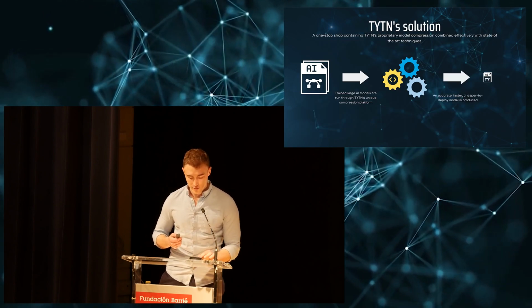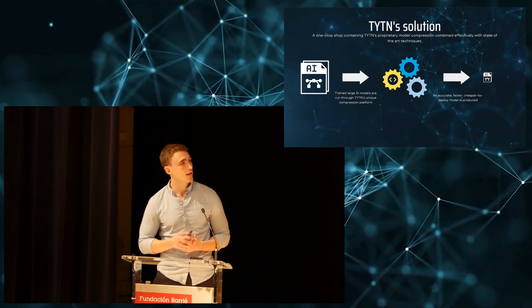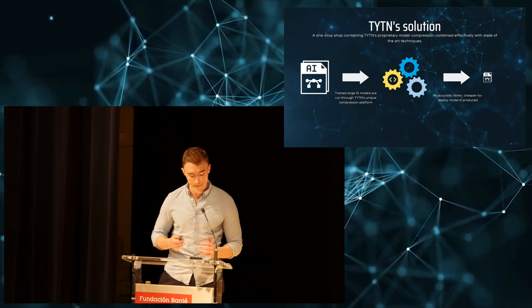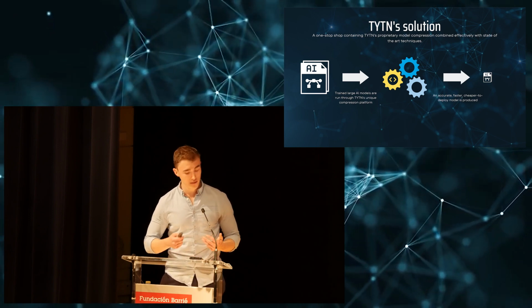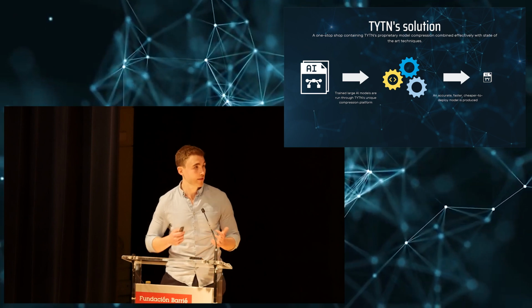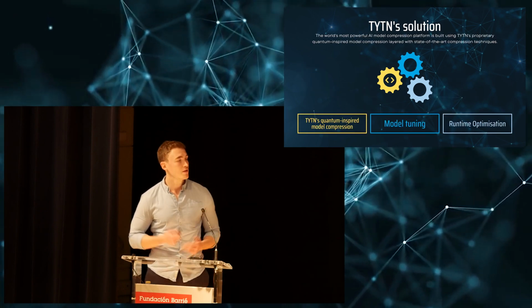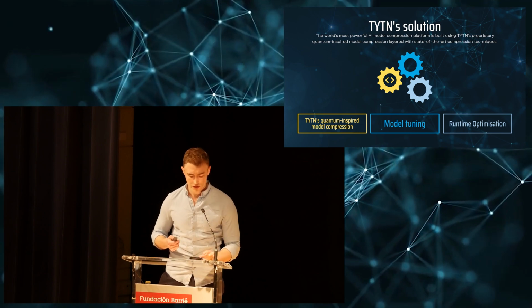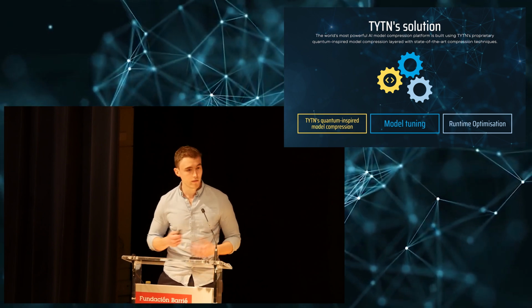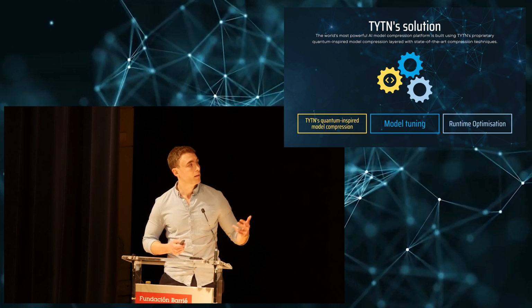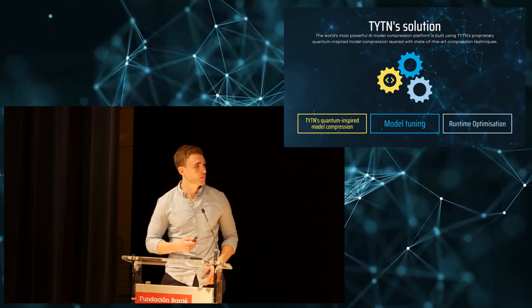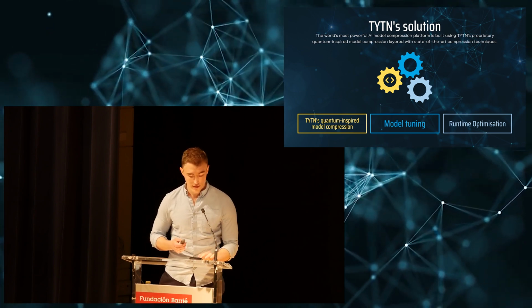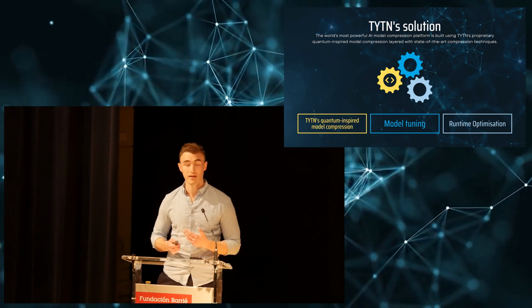So the process that we've come up with to do this really has three tenets to it. And when you put a large model through this process, hopefully at the other end you get a small model. And these three tenets are model tuning and runtime optimization, which are quite common in the machine learning field as targets of research, but also our own quantum-inspired model compression using the tensor network ideas that were introduced actually in the last talk.